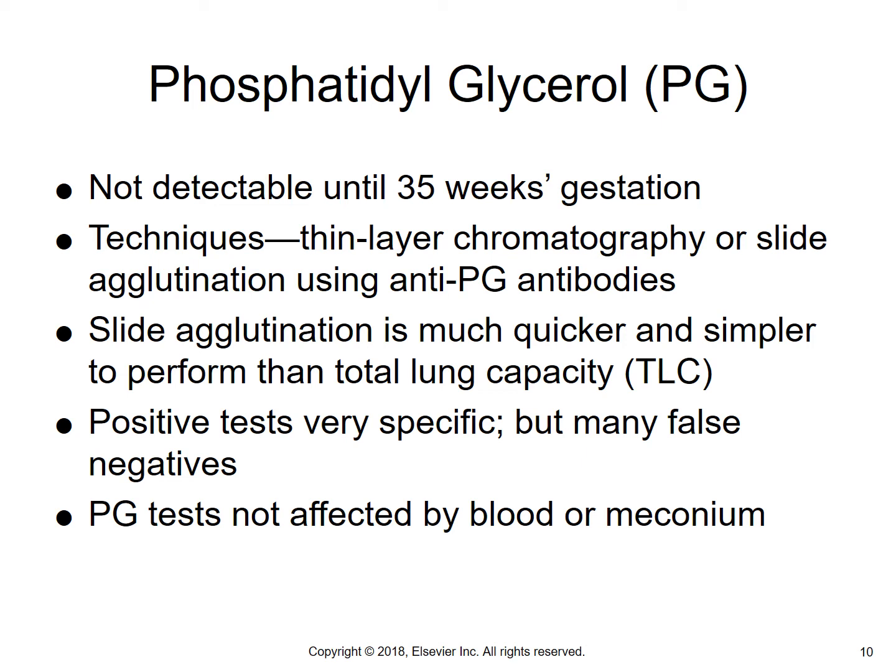Phosphatidylglycerol is a phospholipid that also enhances the spread of surfactants across the alveolar surface. The unfortunate part is it's not normally detectable in amniotic fluid until 35 weeks gestation. A number of techniques have been used to identify this, and although the disadvantage is you have to wait till 35 weeks of gestation, the positive effect of this test is that interfering substances, such as meconium and blood, do not affect it.